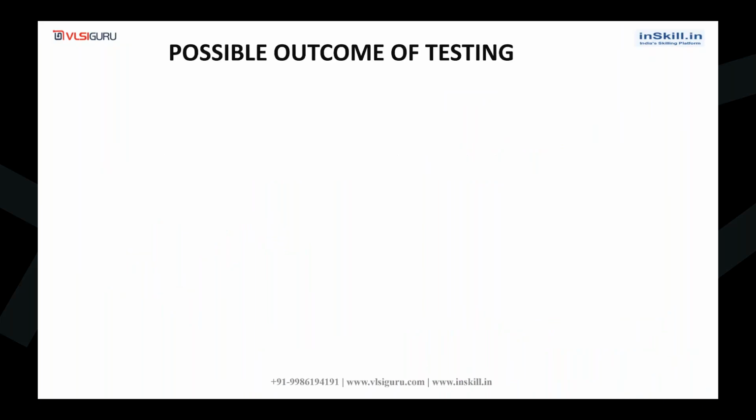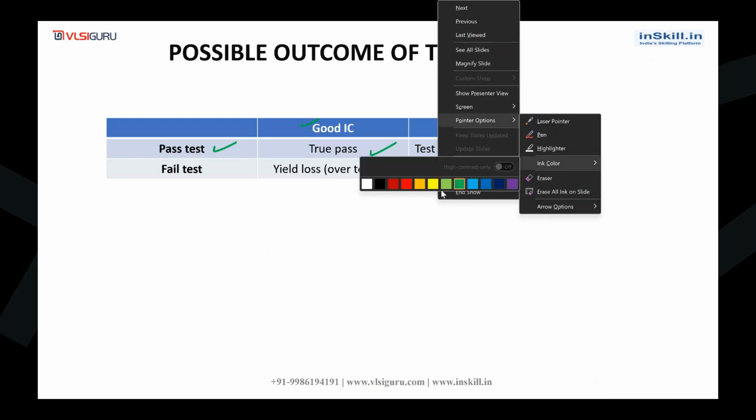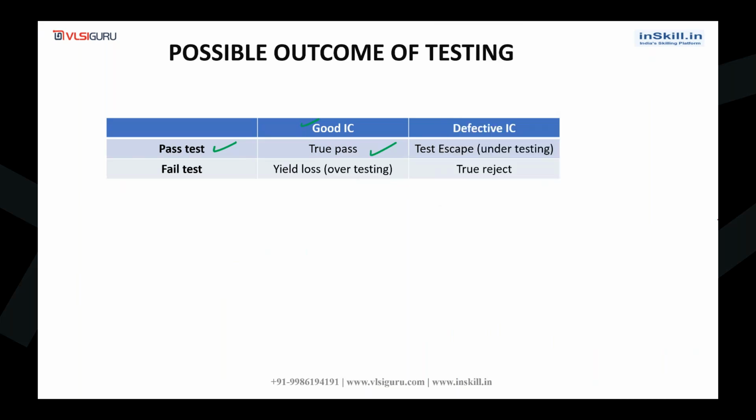And now, the possible outcomes of testing. There are basically four possible outcomes. If a good IC passes the test, it is called a true pass. A defective IC should fail the test, so if a defective IC fails the test, it is a true reject.